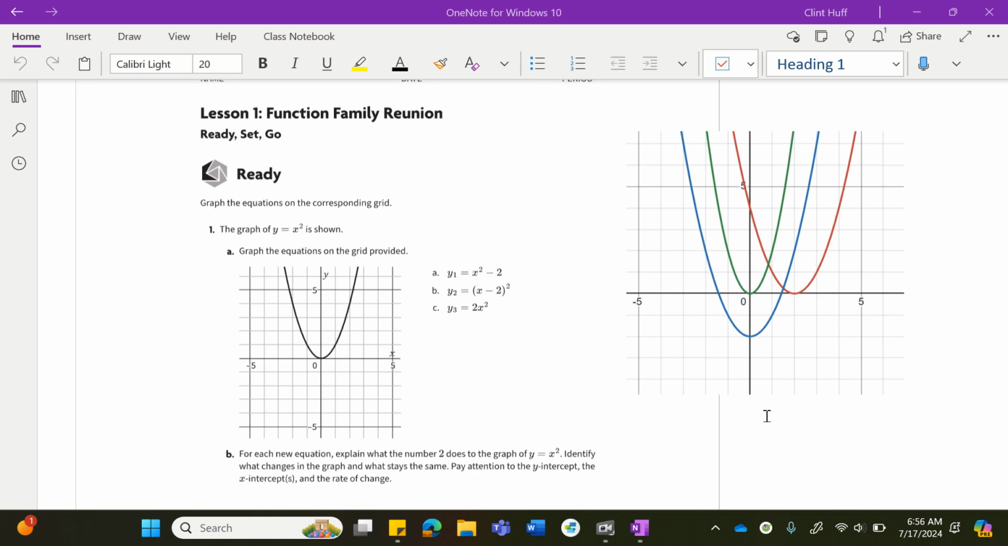Unit 3, Lesson 1, Function Family Reunion.